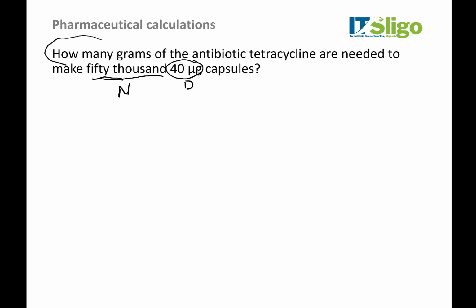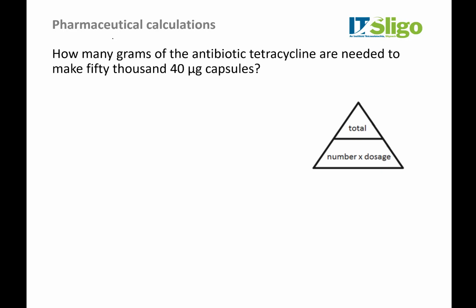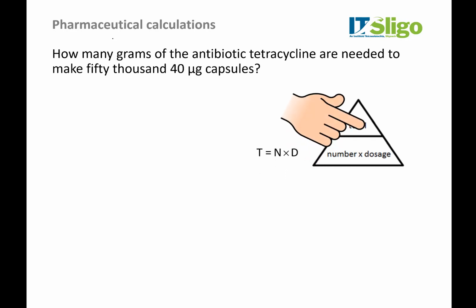And how many, guys? Remember, that's usually asking you to find the total. And that's your most important step in the start of the question, is figure what do I have and what's needed. So we're looking for the total. Total is the number by the dosage. So in this case, guys, we have 50,000. I'm going to write it out first.